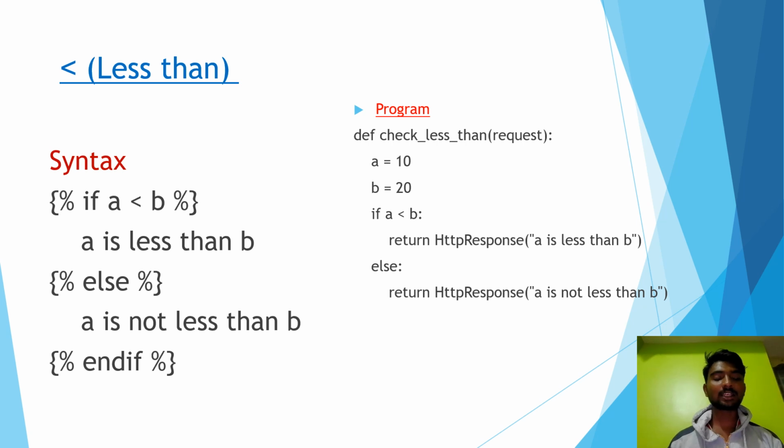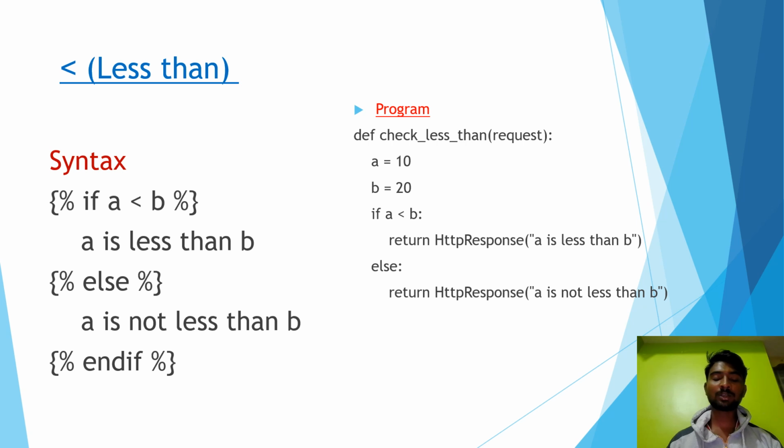In the same way, the less than or equals to operator. In this less than operator, in the same way, if we change the if condition, the equals to or not equals to changes. If we use if a less than b, then a is less than b. Else, a is not less than b. See, this is the syntax for this less than operator.